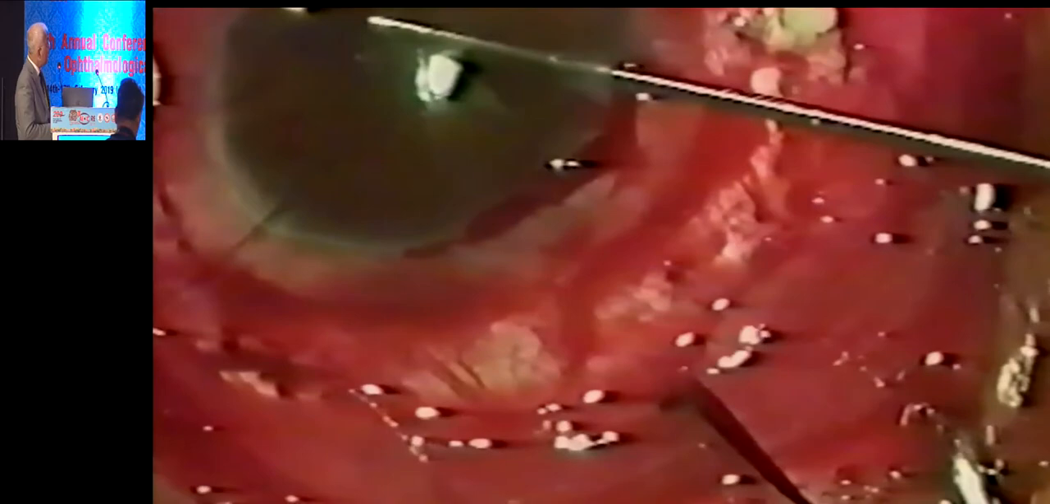Basically, what we do is just put a 27-gauge needle, fill the eye with a viscoelastic, which was methyl cellulose at that time, and take an 8-0 suture, tie it at this point, then you do it in the four quadrants, so you get a sufficient dilatation. But what I wanted to show you is this.